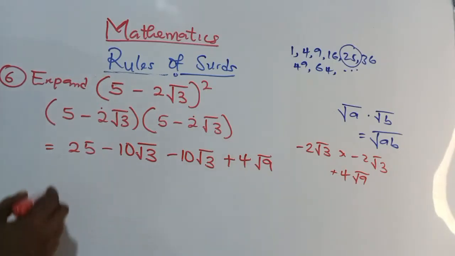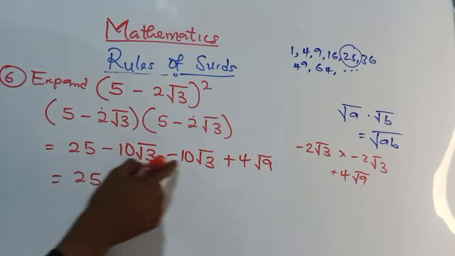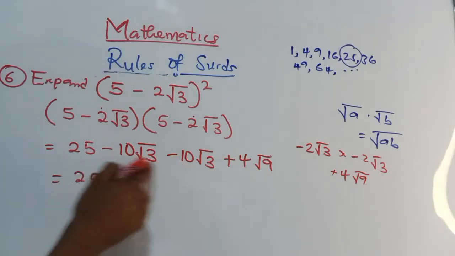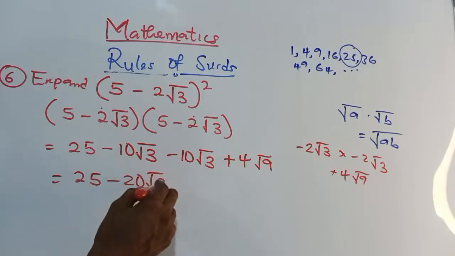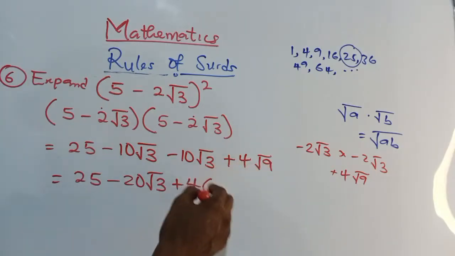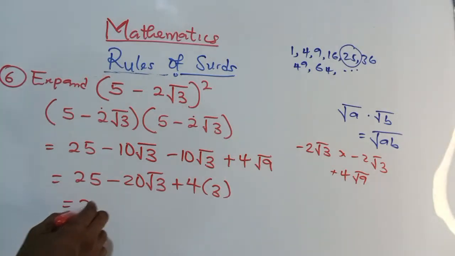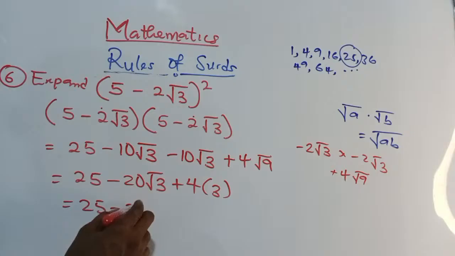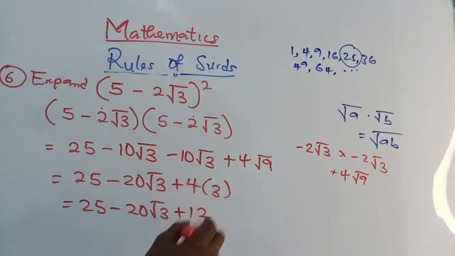All right, so now from there, we have 25 minus 10 minus 10. These are like terms. Minus 10 minus 10 give us minus 20 root 3, and then plus 4 root 9. What is square root of 9? Square root of 9 is 3. So now we have 25 minus 20 root 3 plus 4 times 3 will give us 12.